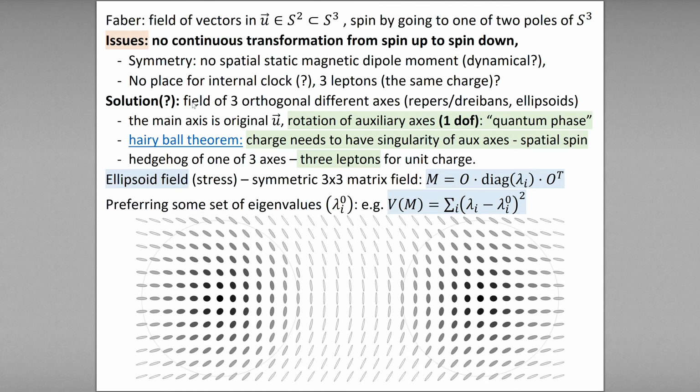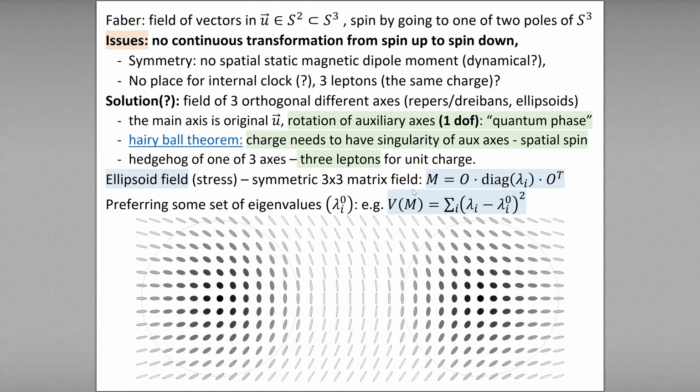Then we have the Hairy Ball theorem saying that if we perform a hedgehog with one axis, then trying to align the second axis on a sphere, we cannot do it. There are topological problems, so some additional different type of singularity is needed on this sphere, which looks like a magnetic dipole. So we cannot have just pure charge, and we know that in physics we don't have pure charge. We have charge with magnetic dipole, and this is the explanation from the Hairy Ball theorem in this view.